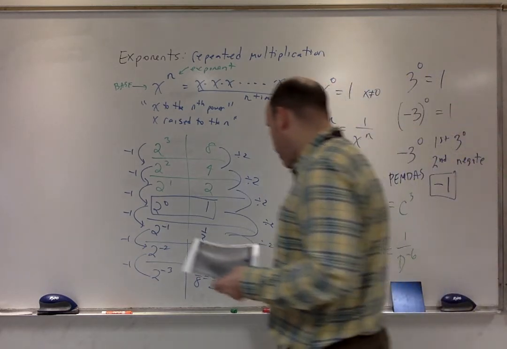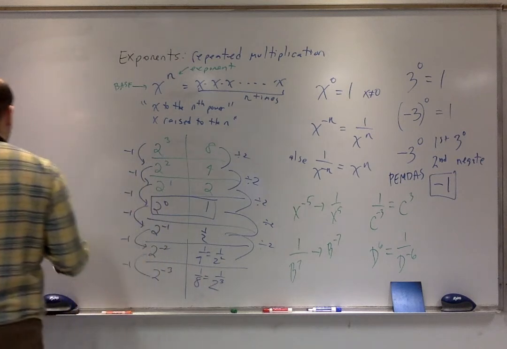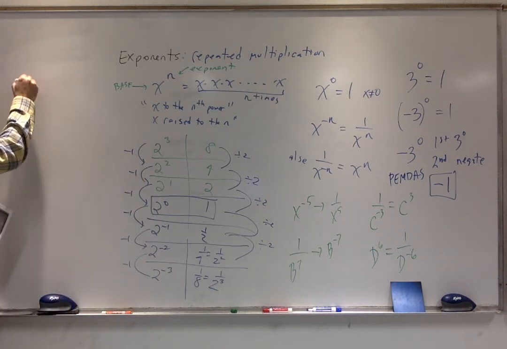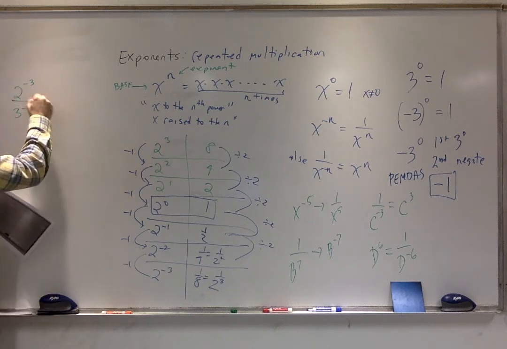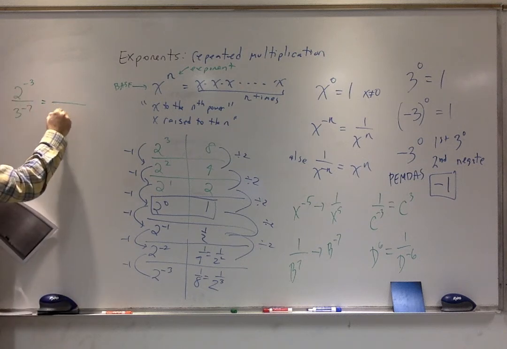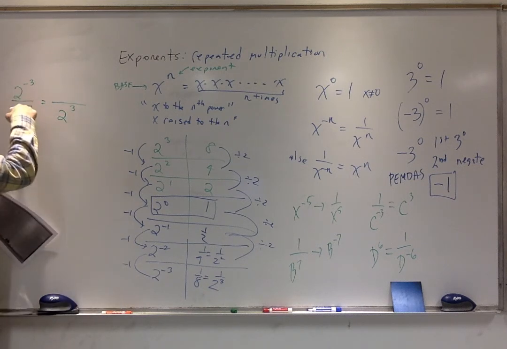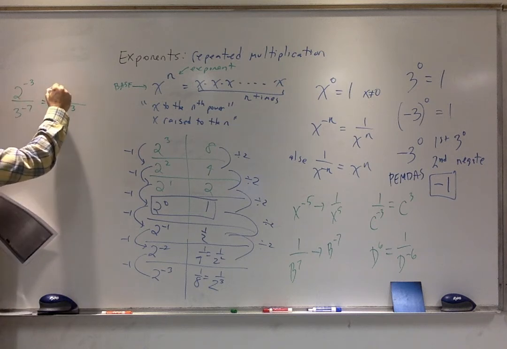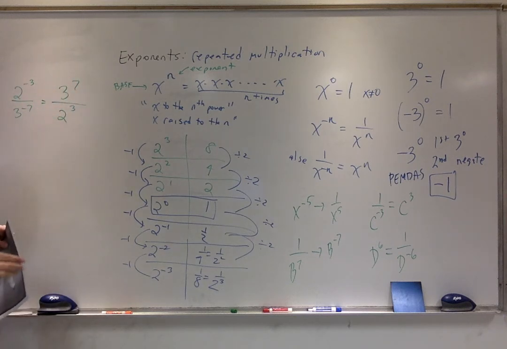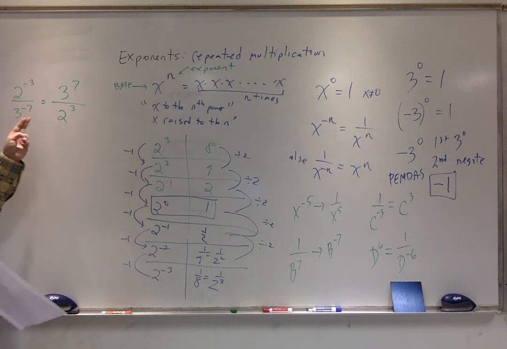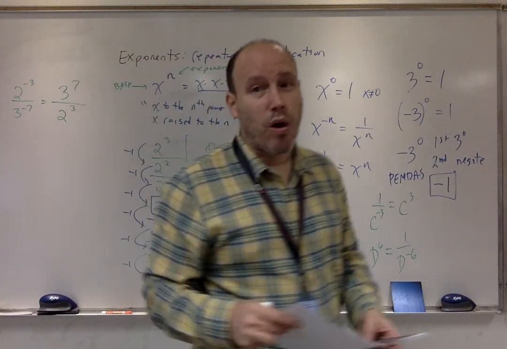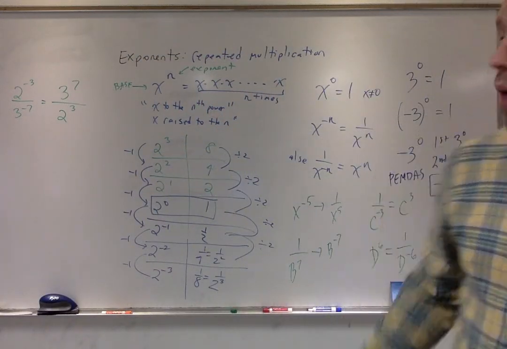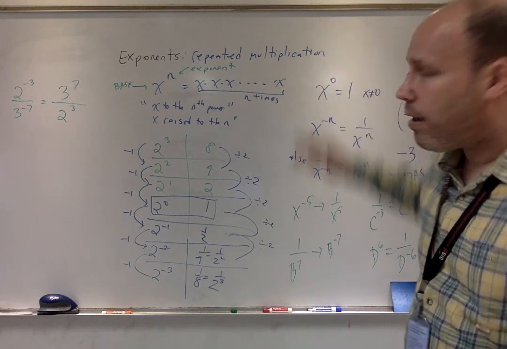Let's do a couple of challenge problems. How about if I say 2 to the -3rd divided by 3 to the -7th? Well, if it's negative in the numerator, it's positive in the denominator. And if it's negative in the denominator, it's positive in the numerator. And so this example will help you do some of these examples for homework. And that's basically it. So practice this intro to exponents, and that's it.